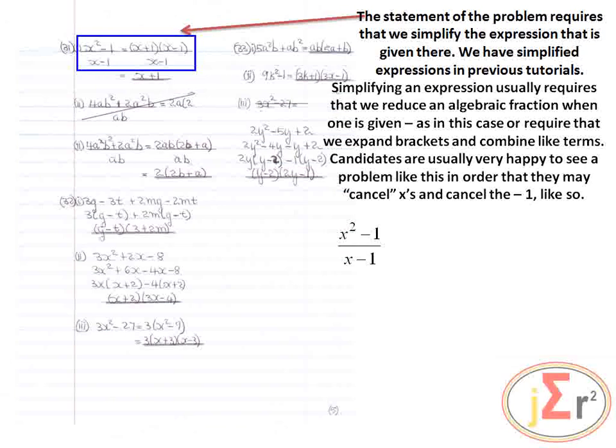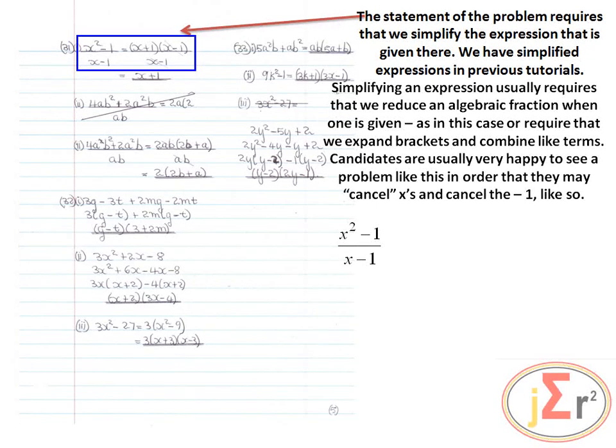So, in simplifying an expression, we may be required to reduce a fraction, or we may be required to expand brackets and combine like terms. On this occasion, we have an algebraic fraction. Quite likely, what is required is that we should reduce the algebraic fraction that is given.